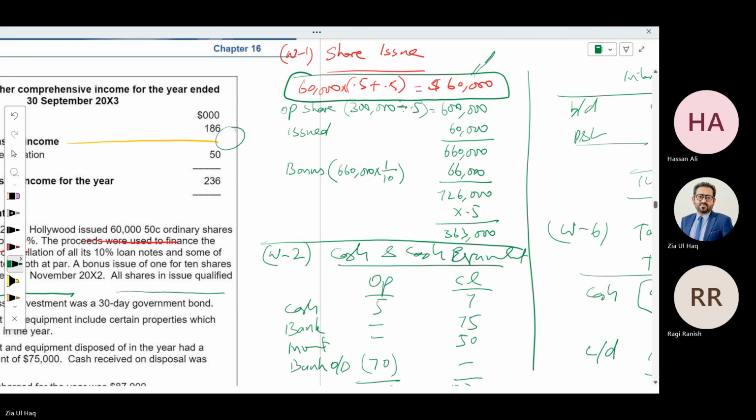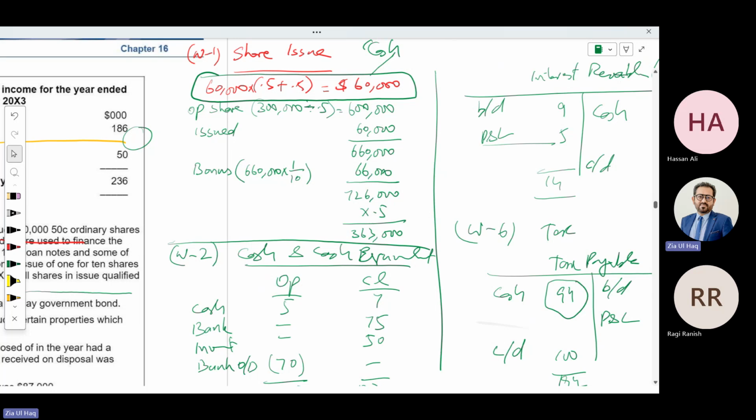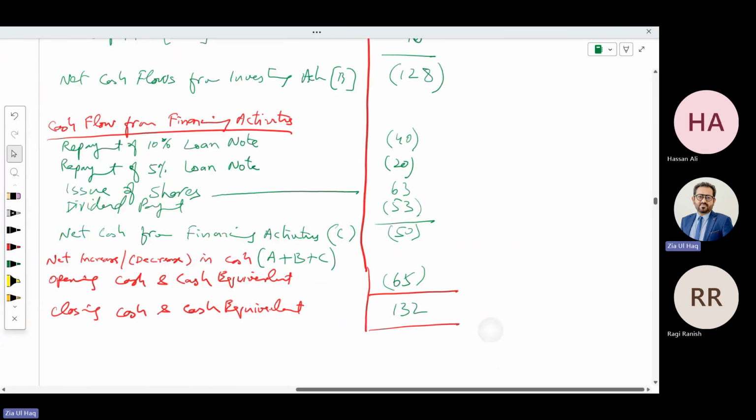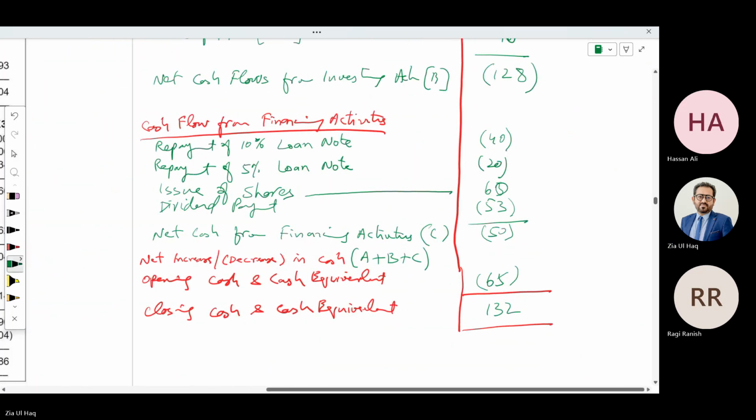This means this 60 change is due to cash and the other 3 change is due to bonus, transfer from retained earnings. Because we issued through cash, the cash we received is 60. So instead of 63, if we charge 60 here, can you see what's the balance now? That will become 53 negative or 47 negative.